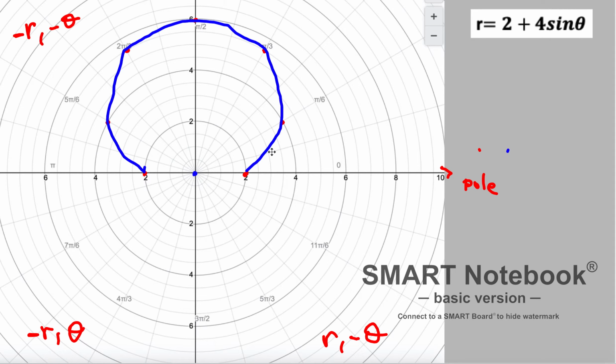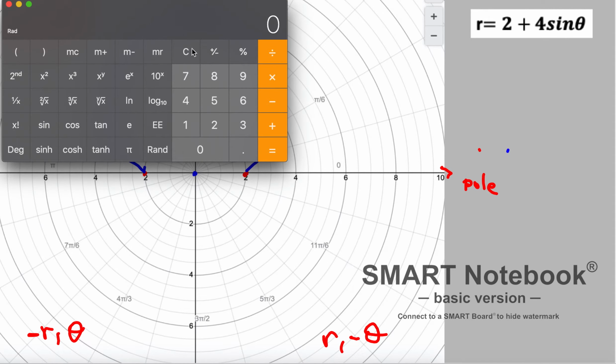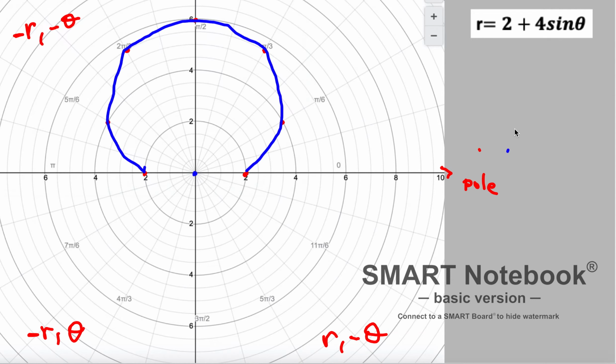But now I'm going with 4 pi over 3. What do I get for 4 pi over 3? Let me see. 4 times pi, we get this value here, divided by 3, and now let me take the sine. I get minus square root of 3 divided by 2, times 4, we have a negative 3.46, plus 2, and that is minus 1.46. So minus 1.46 is not on the positive side but on the negative, so it turns out to go on the other side.